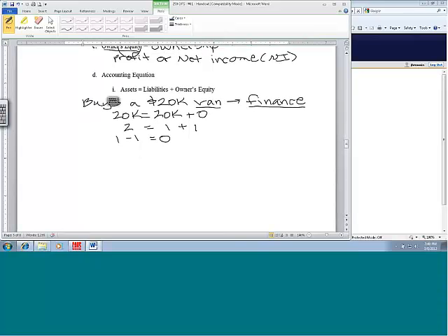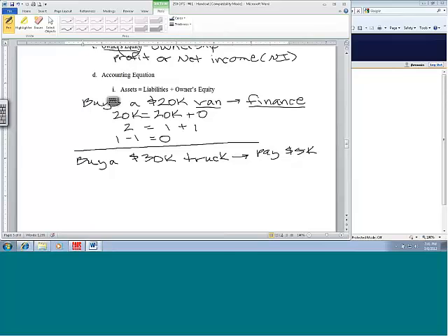So let's do a little bit of a more complicated example and say, let's say that we buy a $30,000 truck, and when we do that, we pay $5,000 cash, and we finance the rest. How does that work in our accounting equation?